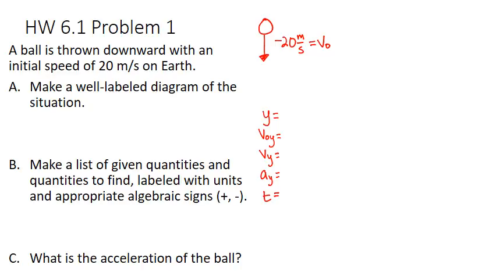So I don't know what y is. I know that my V0y is negative 20 meters per second. I don't know my final velocity. I do know that my acceleration in the y direction is the acceleration due to gravity, so that's minus 10 meters per second squared. And my time, I don't know that either. So these are the variables that I know so far. And the acceleration of the ball is minus 10 meters per second per second. Okay, so every problem should start out, whether or not it specifies it, with a diagram as said in A and the list of variables as said in B.